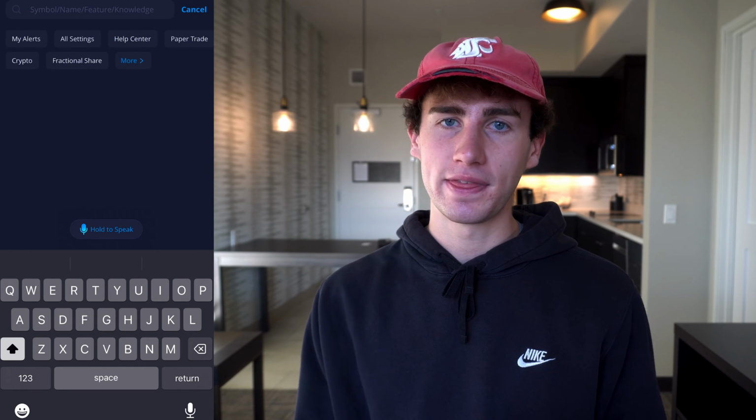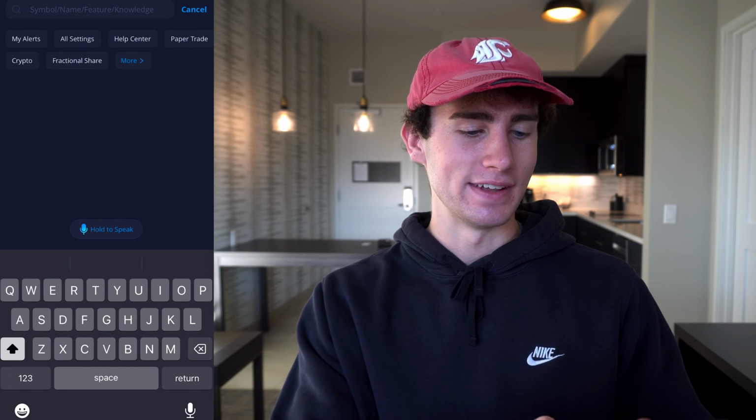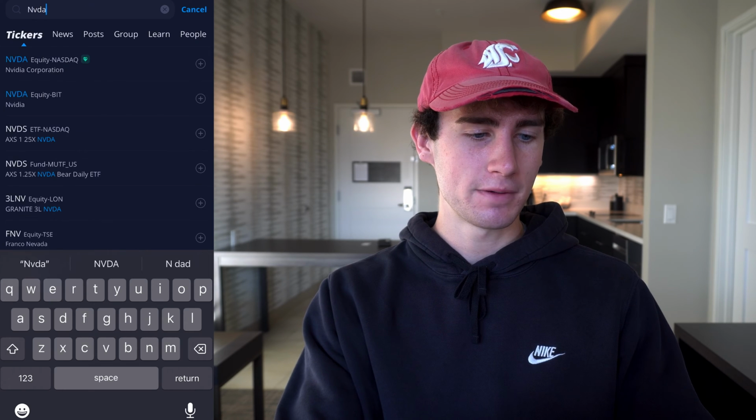So starting off with the buy order, I'm going to enter NVDA, the ticker symbol for Nvidia, and then I'm brought to the stock's information page. From here, you can view the stock's chart, options chain, news related to the stock, the feeds tab, analyst ratings, and company information. Now to get started trading, you'll want to hit the trade button in the bottom left corner, and then you can begin to fill out the order form.